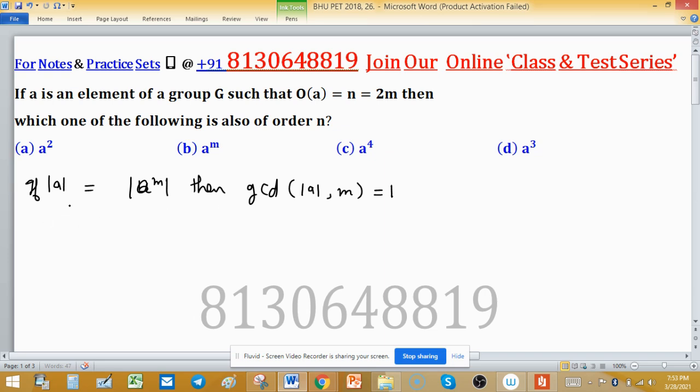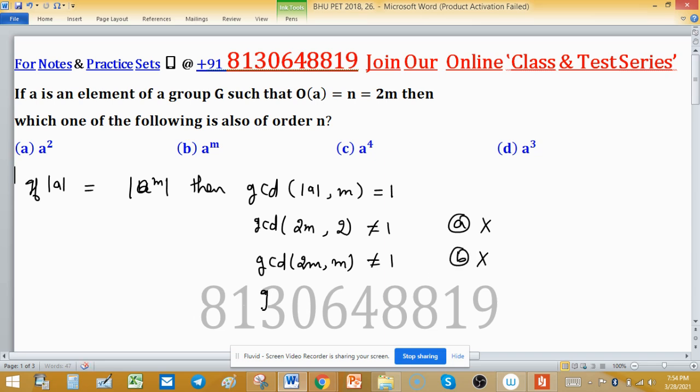So we are testing one by one. The order of A is 2m, and for A squared it means GCD of 2m with 2. This is not equal to 1, so option A is discarded. GCD of 2m with m is not equal to 1 because m is a common factor, so option B is discarded here. Similarly, GCD of 2m with 4 is not equal to 1 because 2 is a common factor, so option C is also discarded here.